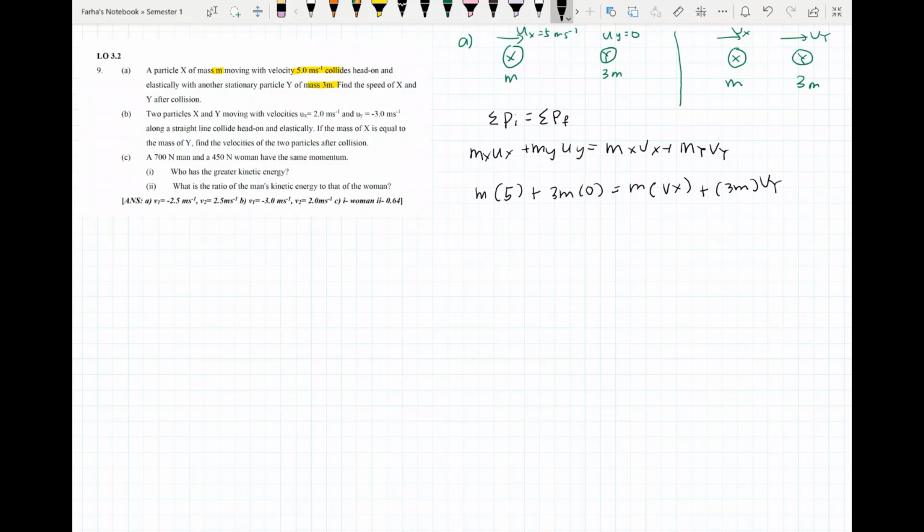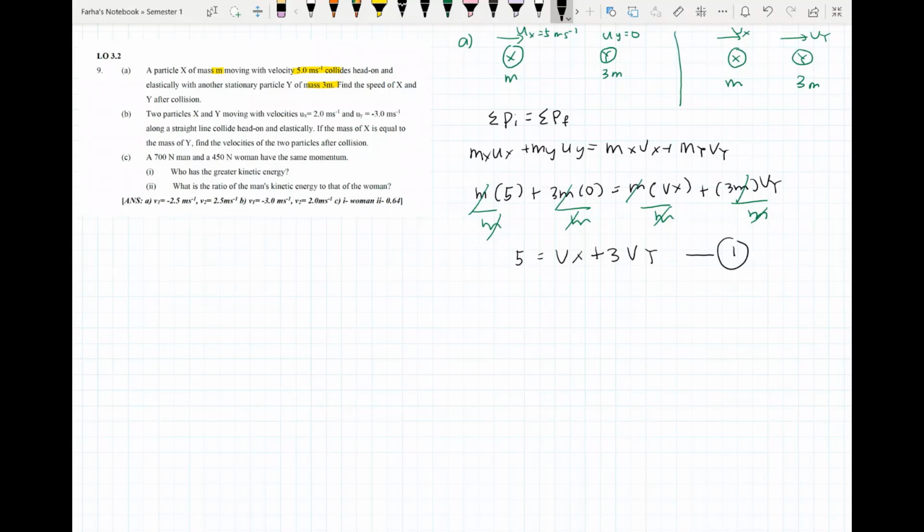Okay, we simplify. So the m we can cancel out. Ingat, kita cancelkan m ni because kat semua bahagian m tu ada, macam kita bahagikan semua ni dengan m. So jadi sekarang yang tinggal ialah 5 equals to, this one dah 0, vx plus 3vy. So this one adalah equation number 1.